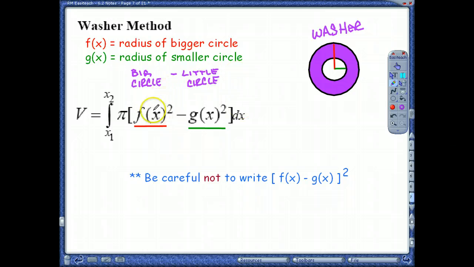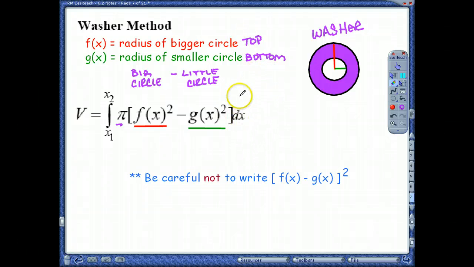Okay, so I've got to come up with my formula. Well, my area of a circle is pi r squared, so they both have pi, so I just factored that pi out in front. F of x is going to be that bigger radius. That's going to be the function that's on top. G of x is playing the part of that little circle. That's the guy on the bottom. Just like with our area, top function minus bottom function.